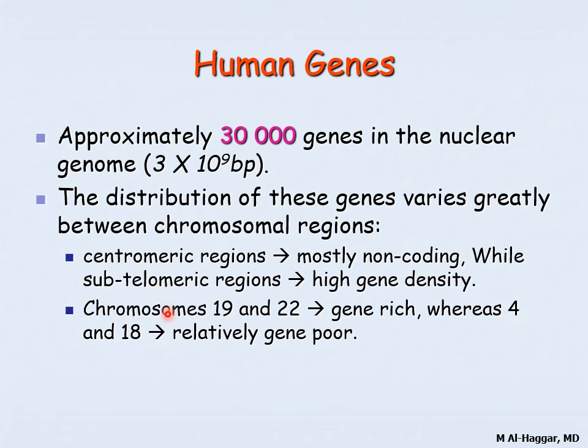Chromosomes with a high concentration of genes are 19 and 22, although they are short in size. But a chromosome like 4, which is very big, and chromosome 18 are relatively poor in genes. So the number of genes on chromosomes does not depend on their size. Number 2, the genes on the chromosome are usually not in the center, but at the end of the chromosome.